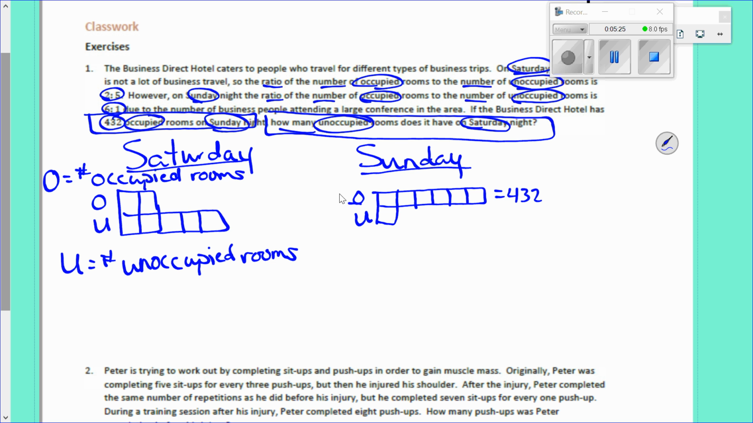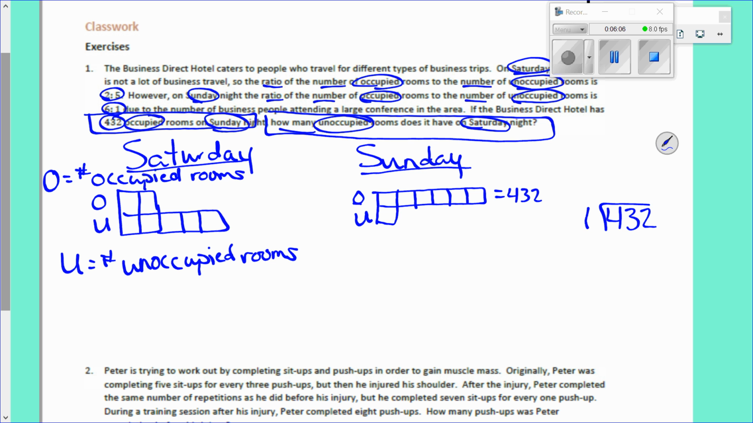By building my tape diagram ahead of time, before I got to that key information, it should help me figure out exactly where that goes, right? So I know my occupied rooms on Sunday night has to be 432. Make sense? That now tells me what I need to divide by to get my ratio constant, because I can now easily see how many boxes go into that 432. How many boxes is it? 1, 2, 3, 4, 5, 6. I mean, honestly, you can count them if you need to. Does that make sense? Now I'm just doing the math.